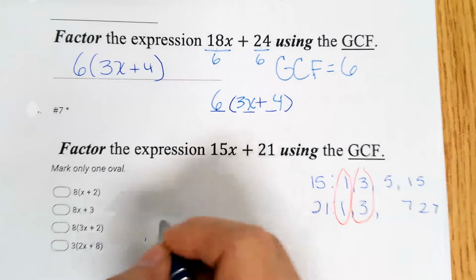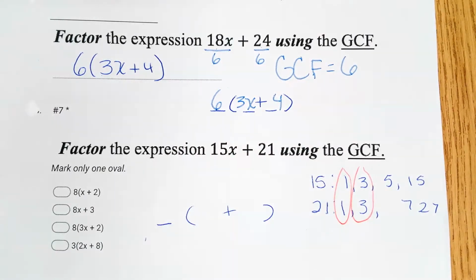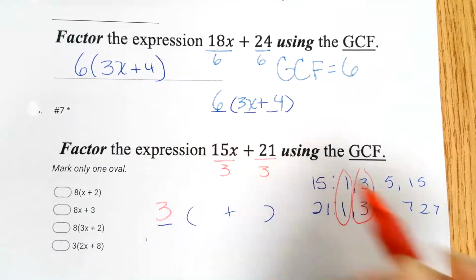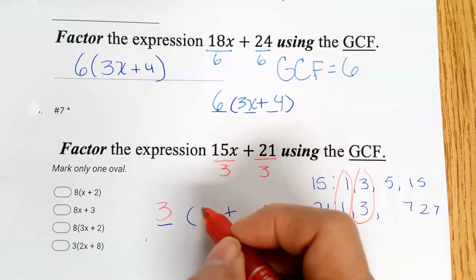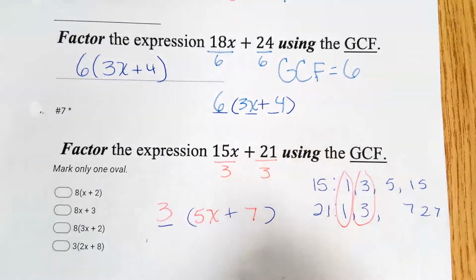So I have my skeleton. Bring down my plus sign, right? 3 is on the outside, and then I'm going to divide by 3, divide by 3. 15x divided by 3 is 5x, and 21 divided by 3 is 7.